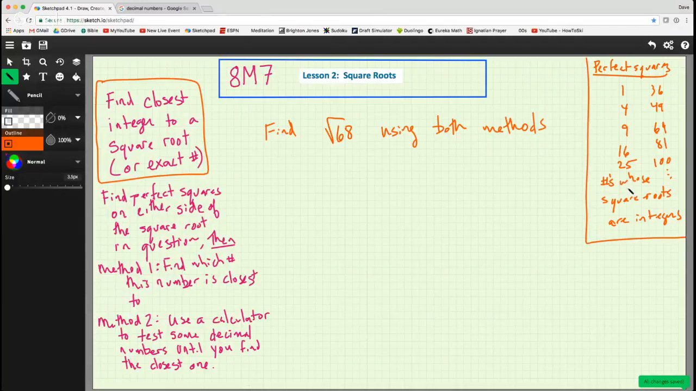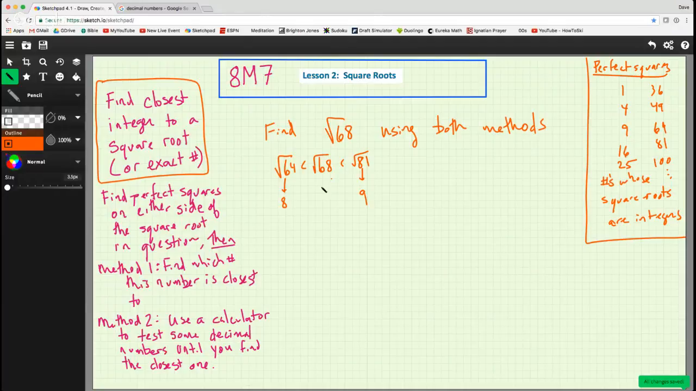So what you're going to do is find the perfect square on either side of a number, and then find which one the number is closest to. That's method 1. So in method 1, we'd say, well, the square root of 68 is between which ones? 64 and 81. We know the square root of 64 is 8, and we know that the square root of 81 is 9. So the square root of 68 must be between 8 and 9.